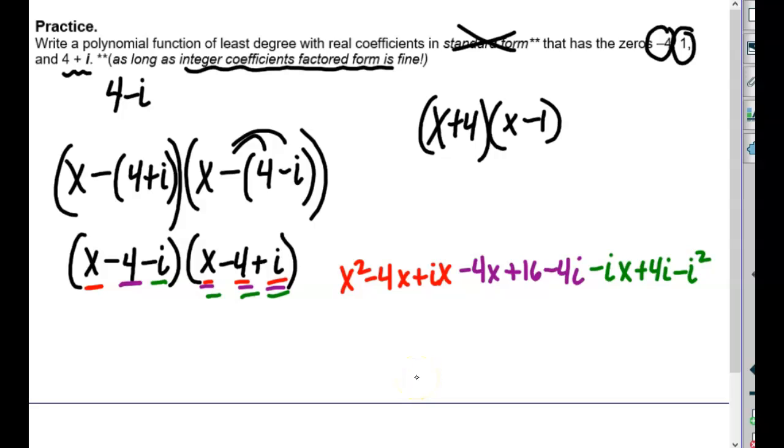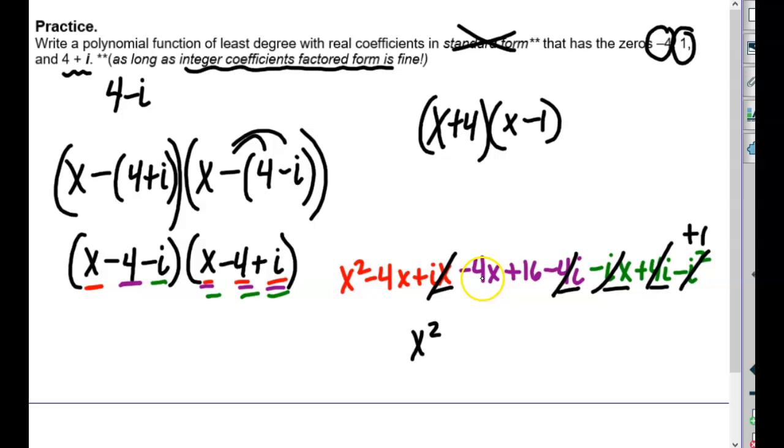Anything going to go away? We need all the imaginary numbers to go away. Is that going to happen? I have a plus ix and a minus ix. And I have a minus 4i and a plus 4i, so those would take care of each other. What is this minus i squared going to become? Plus 1. So now what's left?